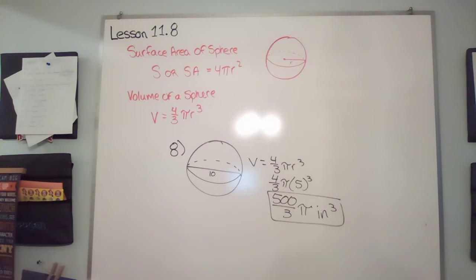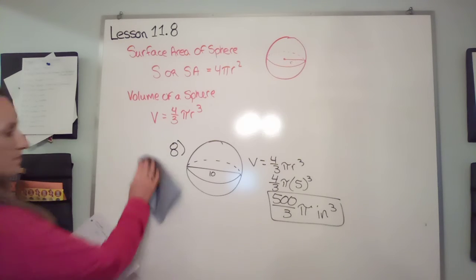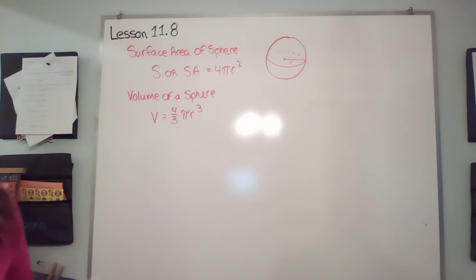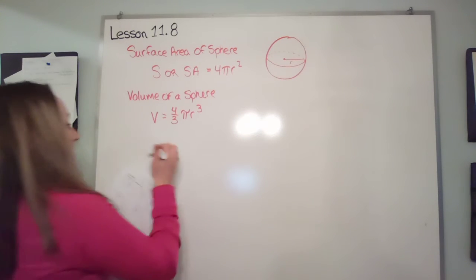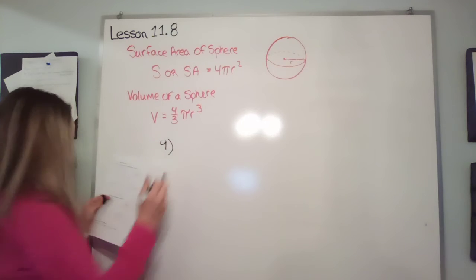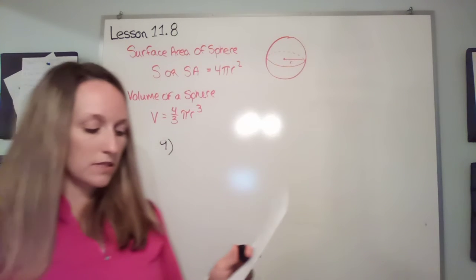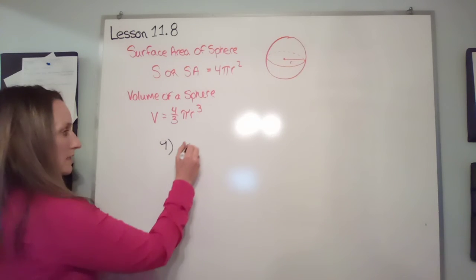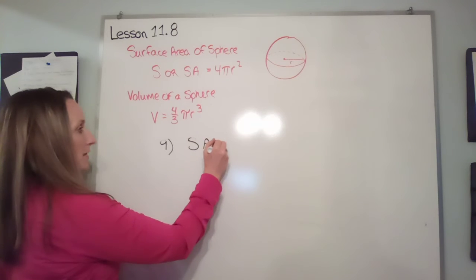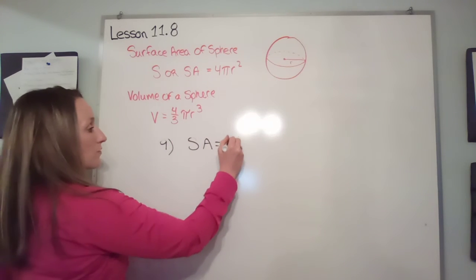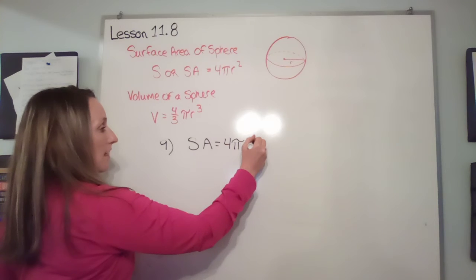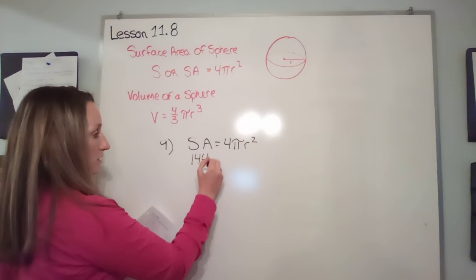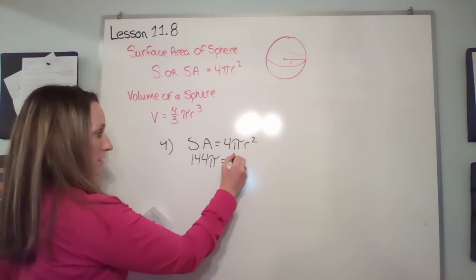Okay. Let's look at number 9. So for problem number 9, it says find the diameter of a sphere with a surface area of 144 pi. So as soon as I see surface area, I'm going to write down the formula. Surface area is equal to 4 pi r squared. And I'm going to fill in what I know. I was told that the surface area is 144 pi, so I fill that in for surface area.